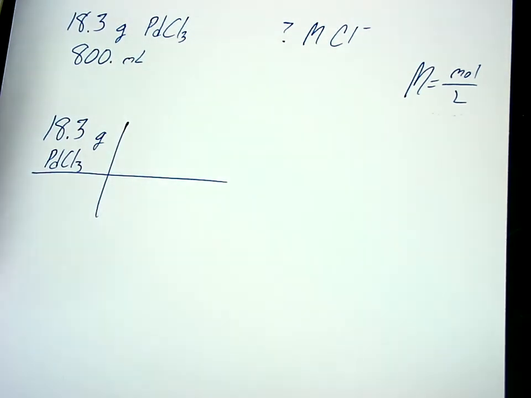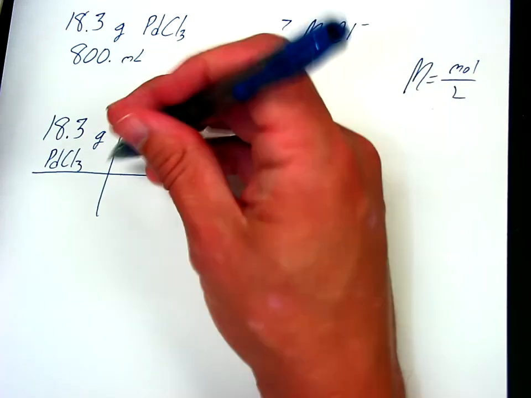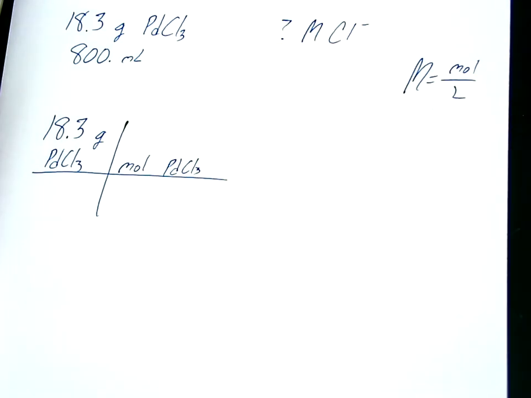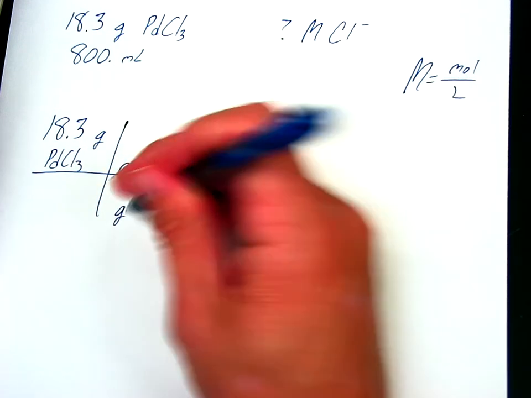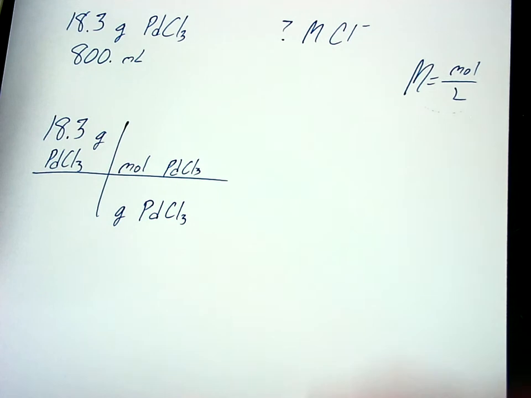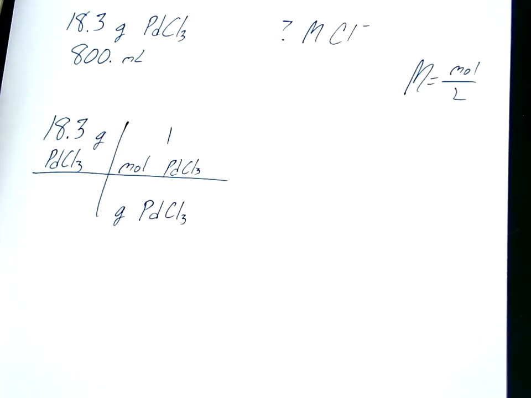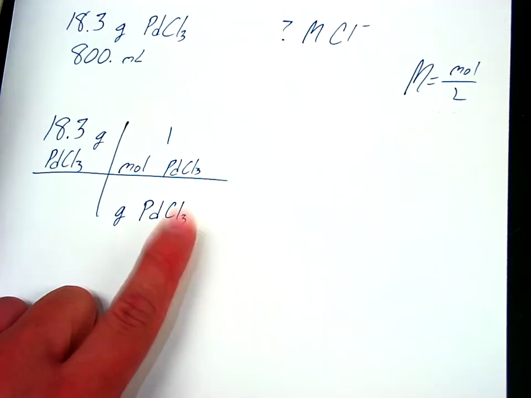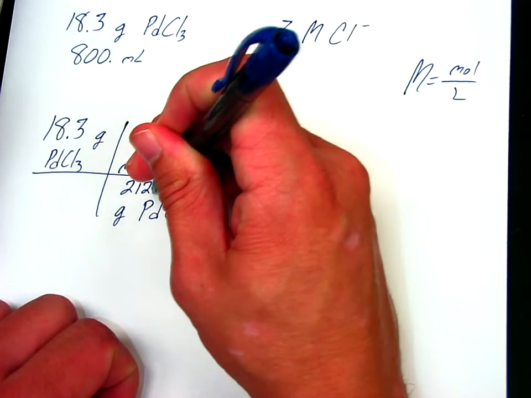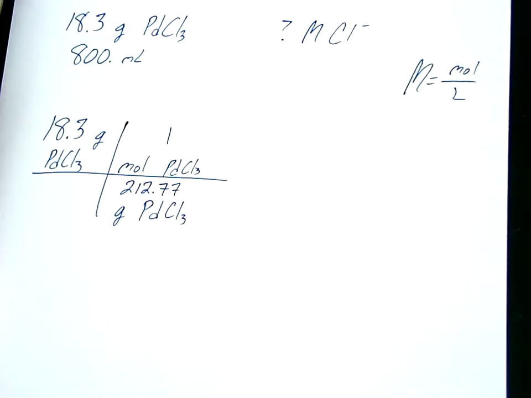We can track our conversion straight across the top. So I'm trying to go from grams to moles. And then we'll make the diagonal match. Whenever moles is compared to grams, I know that 1 mole is periodic table grams. So I need to add up 3 chlorines plus 1 palladium, and I'm going to get 212.77 if I add them up off the periodic table.